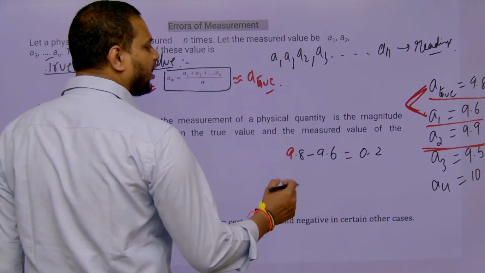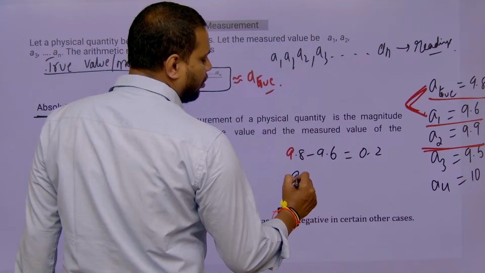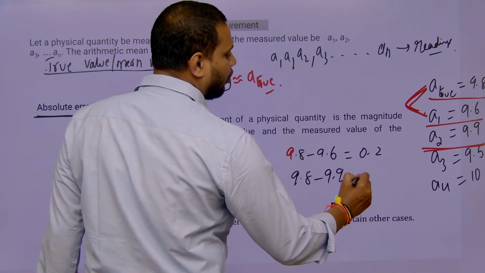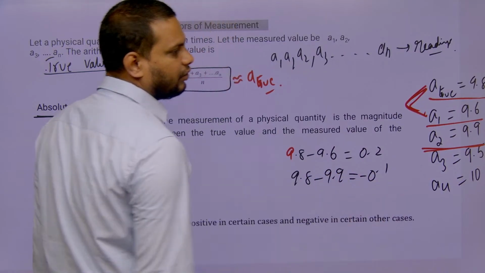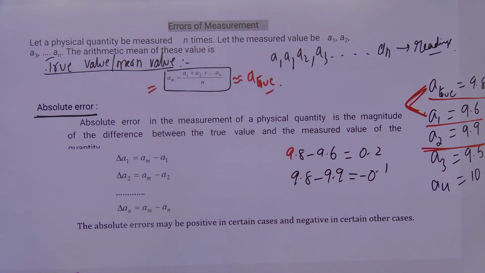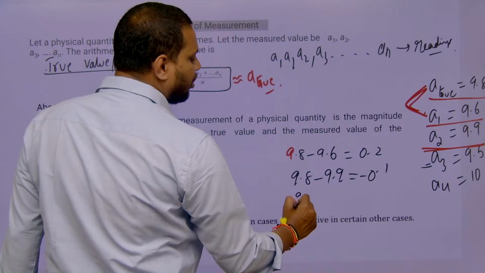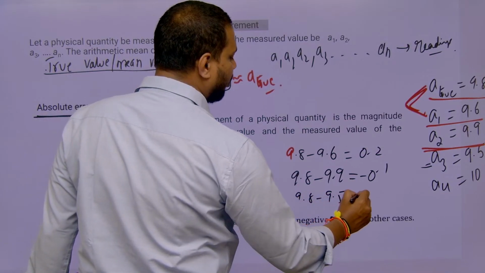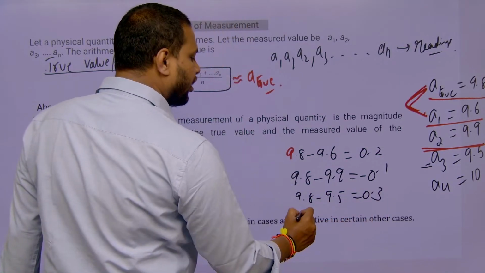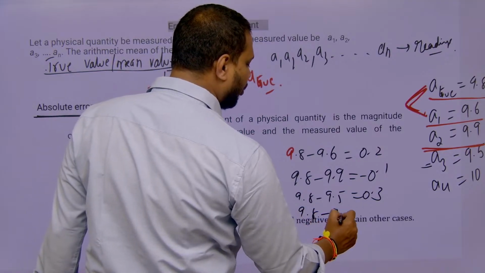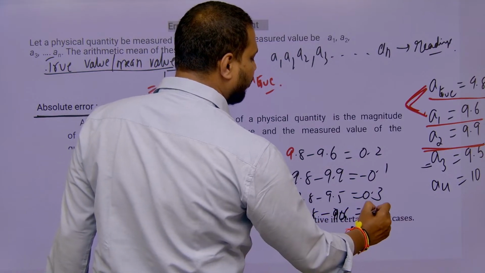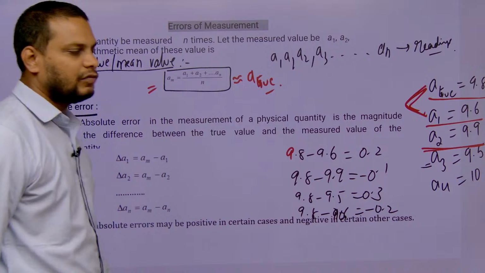The difference between the second value and the true value is how much? Tell me, 9.8 minus 9.9, what is that value? Minus 0.1. And similarly, the difference between the third reading and the fourth reading, 9.8 minus 9.5, what is this value? 0.3. Next, 9.8 minus 9.6, sorry, I took 10. So that is how much? Minus 0.2. Are you clear?